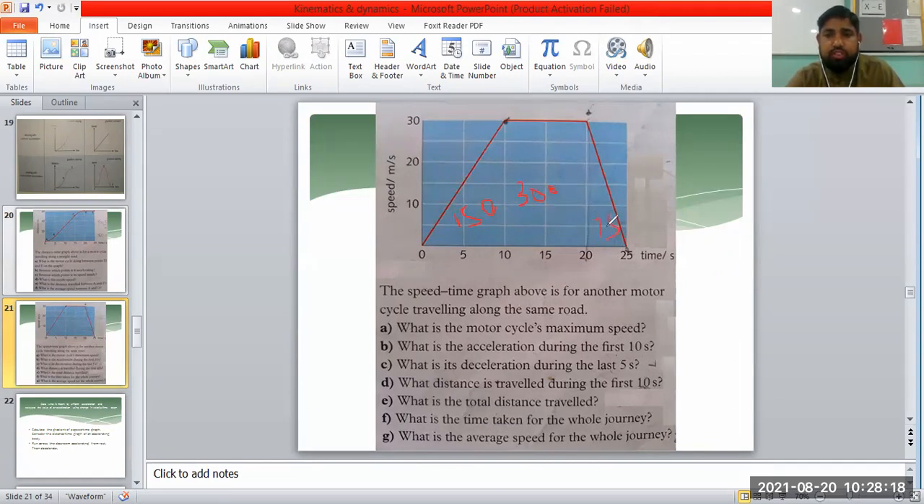So total distance of the journey will be 450 plus 75. 525 meters will be the total distance covered in 25 seconds. So average speed will be 525 upon 25. So you can solve it. What will be the average speed of this object?